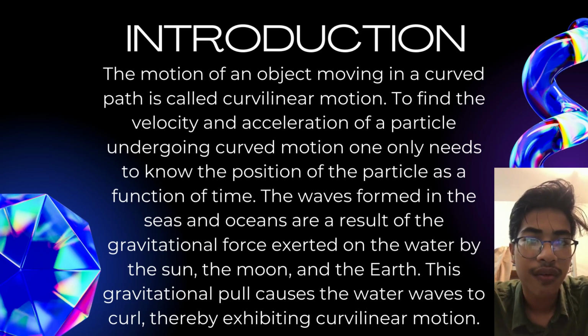The waves formed in the seas and oceans are a result of gravitational force exerted on the water by the sun, the moon, and the earth. This gravitational pull causes the water waves to curve, thereby exhibiting curvilinear motion.